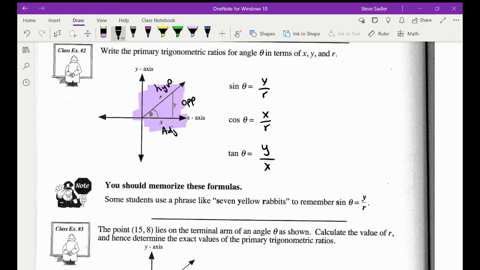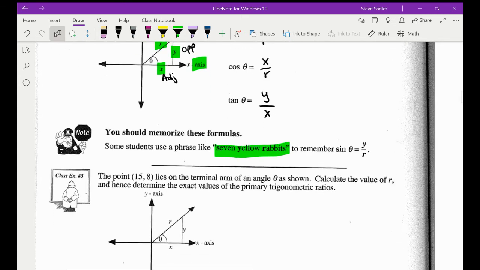So you are going to have to memorize these formulas. You can always draw this triangle. You know if you draw this that that is the x, that is the y, because that is the change in the y-axis and the change in the x-axis. And r represents the radius. Another way to remember it is 7 yellow rabbits. Sine is y over r. I've never heard that before, but the book seems to like it.